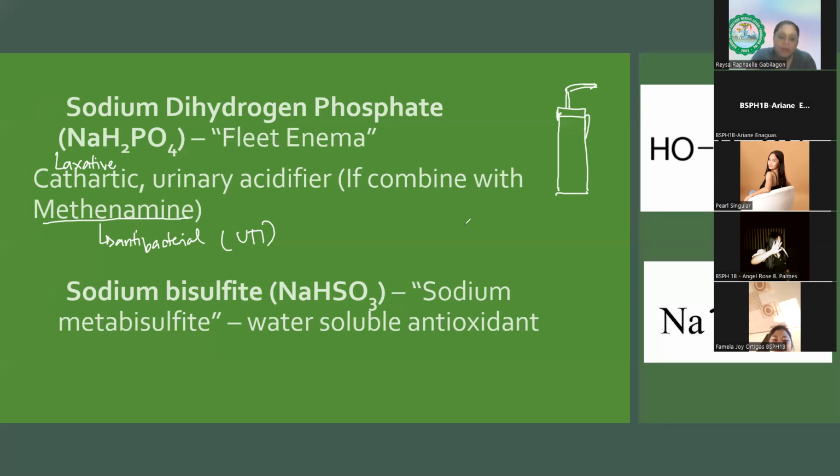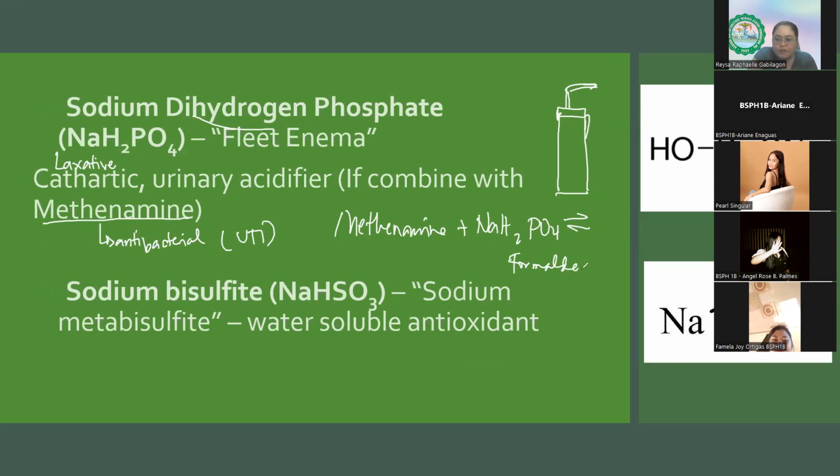Now, ito, si methenamine is a drug for UTI. Kaya lang kasi si methenamine itself is not really capable of killing the bacteria. It needs to be converted first. And methenamine will only be converted if the environment is acidic. So remember, sabi ko kanina, si sodium dihydrogen phosphate is an acidic drug. So methenamine plus the sodium dihydrogen phosphate, this will lead to the formation of, sorry, bakit ganyan ang write ko? This should be formaldehyde.